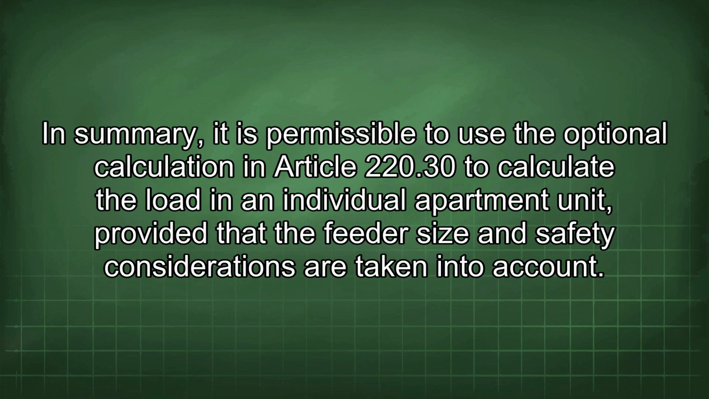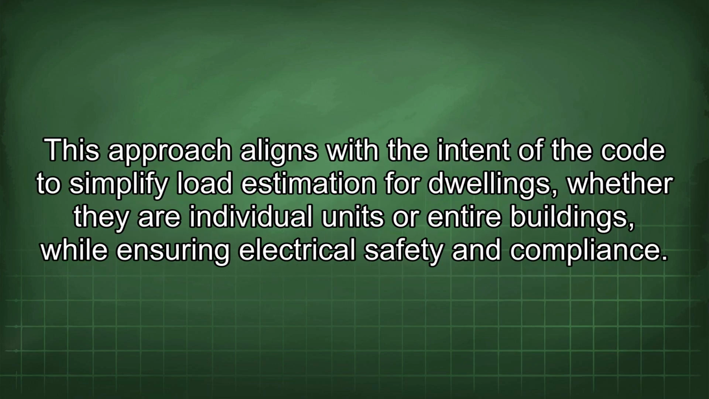In summary, it is permissible to use the optional calculation in Article 220.30 to calculate the load in an individual apartment unit, provided that the feeder size and safety considerations are taken into account. This approach aligns with the intent of the Code to simplify load estimation for dwellings, whether they are individual units or entire buildings, while ensuring electrical safety and compliance.